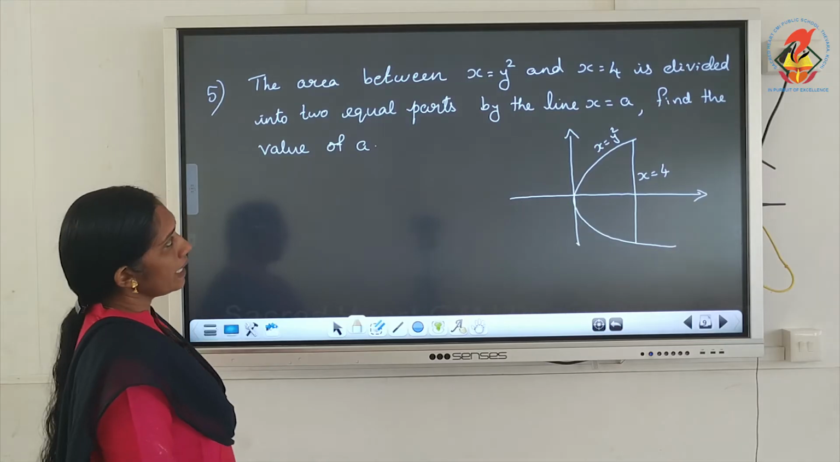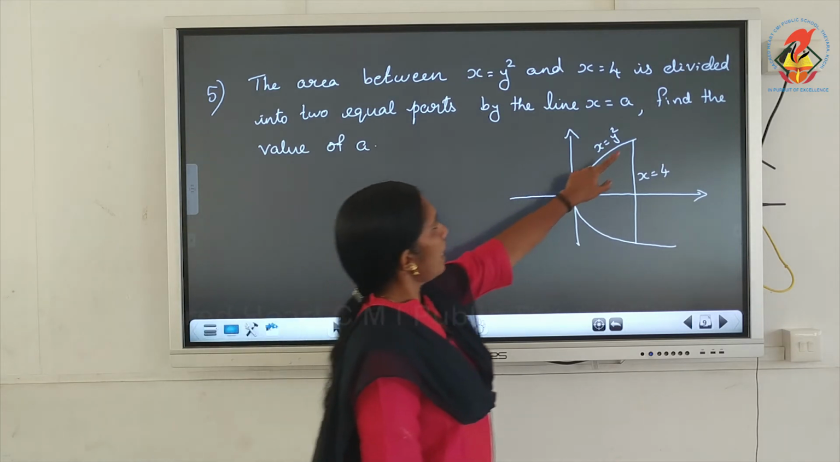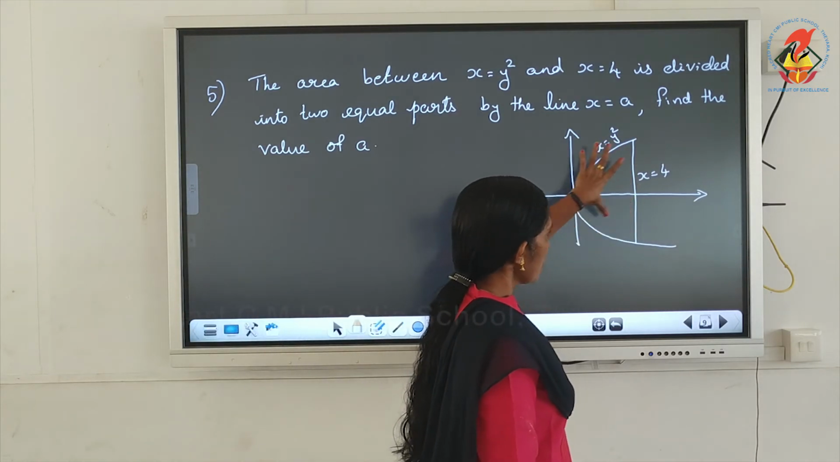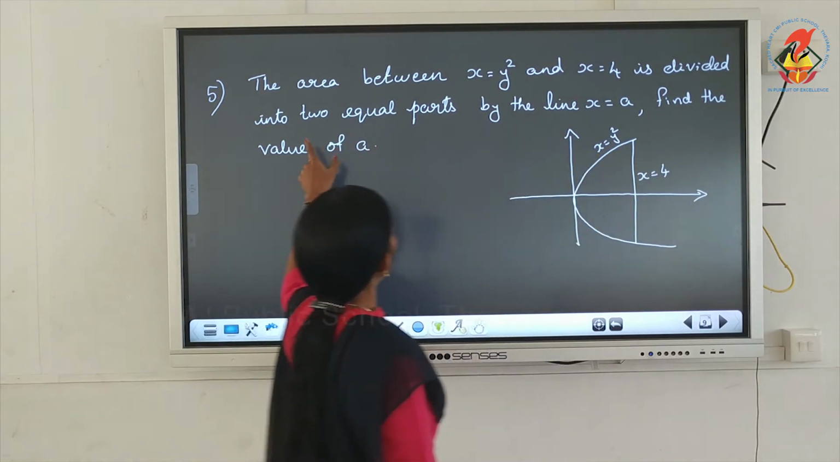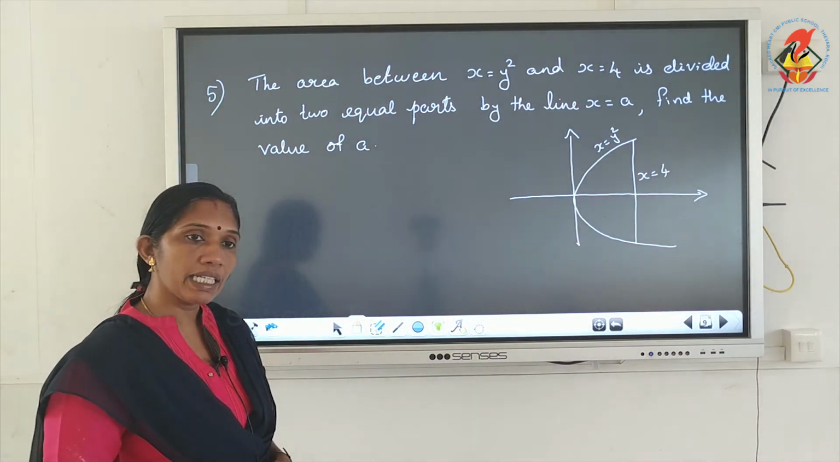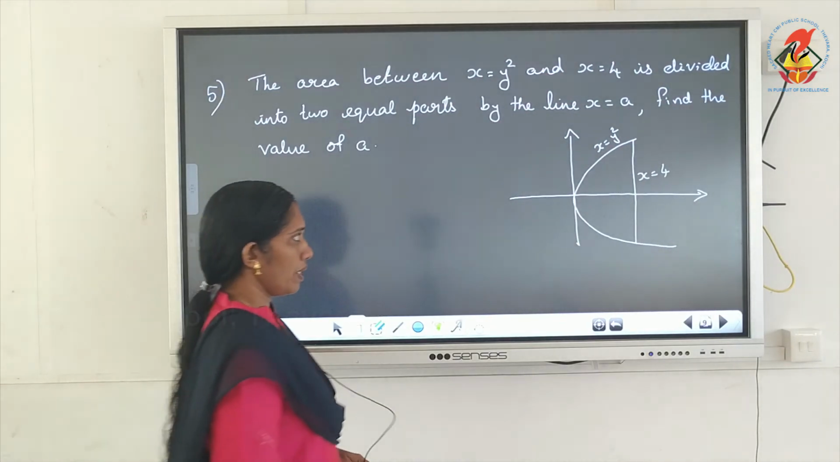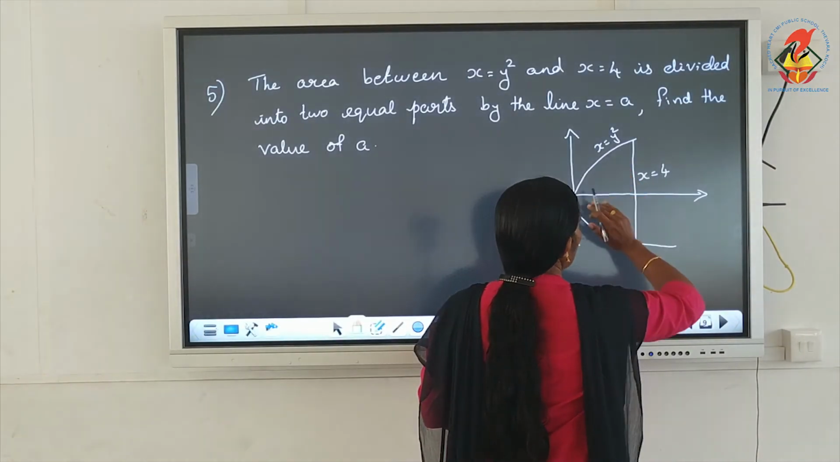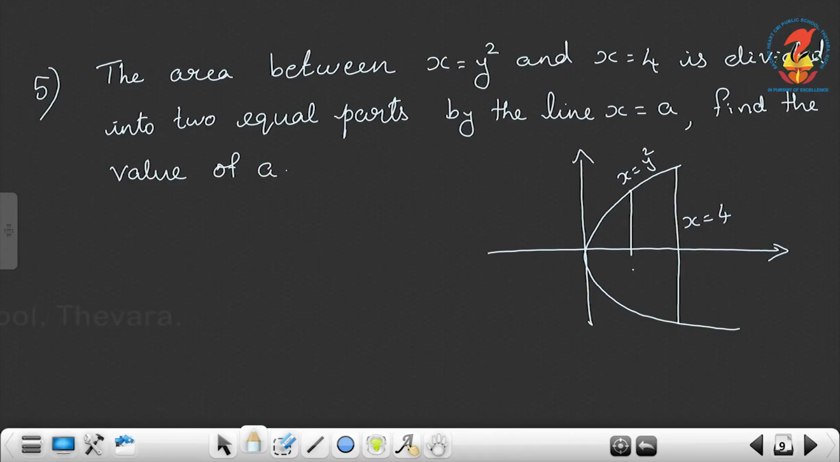Then the area between this parabola and the line, so this much area, is divided into two equal parts by another line x is equal to a. So this area is divided by another line. So draw one line x is equal to a. These are all straight lines parallel to y-axis. Then what is the value of a? So this is origin. Here the coordinates 4, 0.